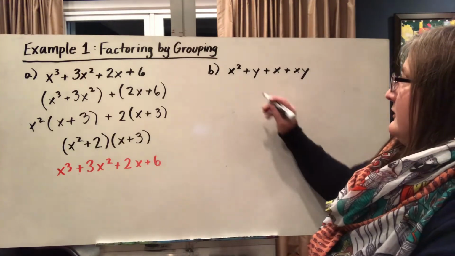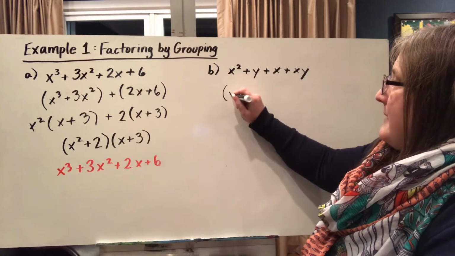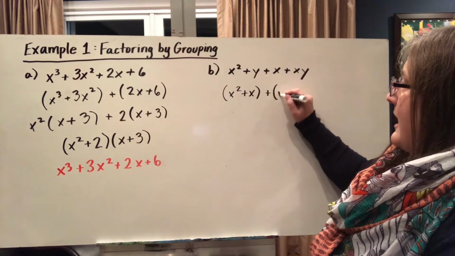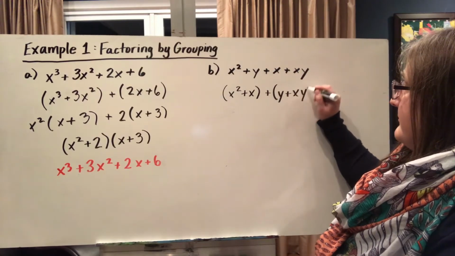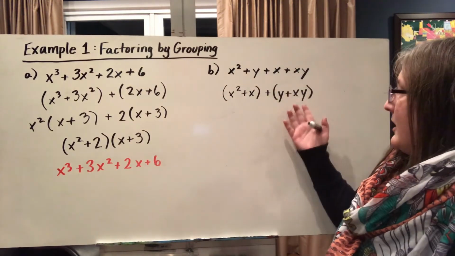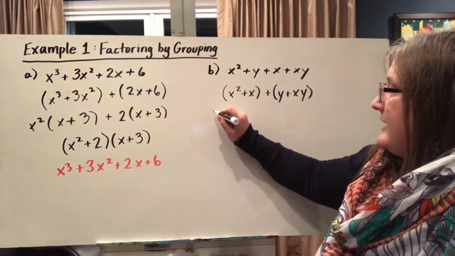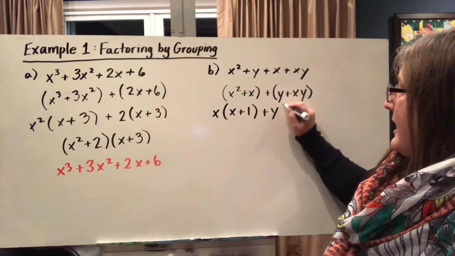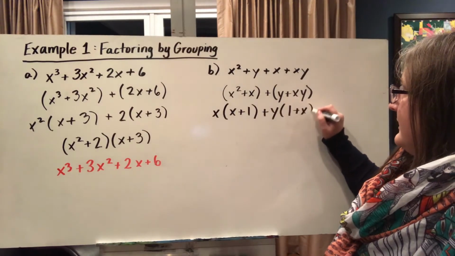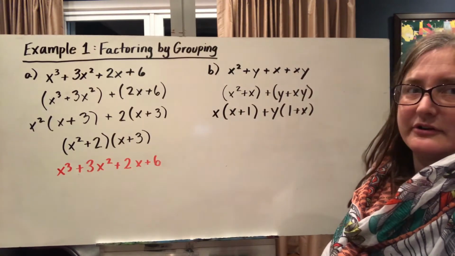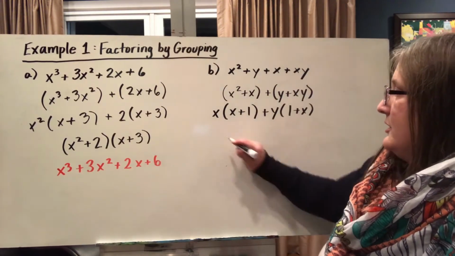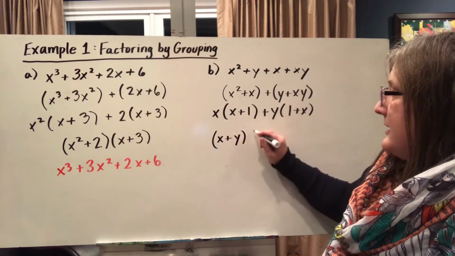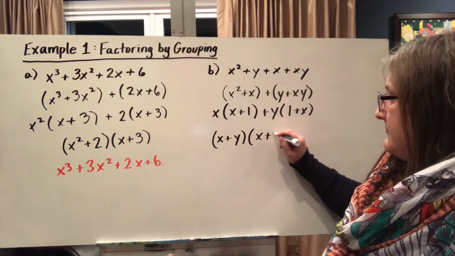So in this case, I'm going to group my x squared and my x, and I'm going to group my y and my xy. And I mostly picked this because I wanted my y's together. So here I'm going to take an x out of these, and I'll be left with x plus 1. Here I'm going to take out a y, and I'll be left with 1 plus x. And x plus 1 and 1 plus x are essentially the same binomial. So I've got x plus y, both of which need to be multiplied by x plus 1.